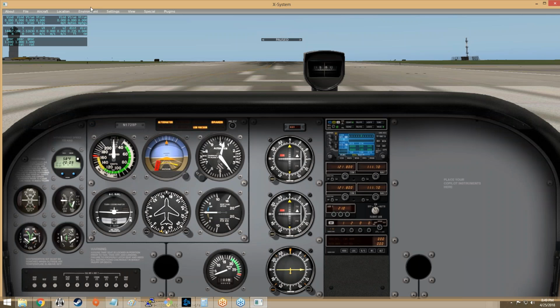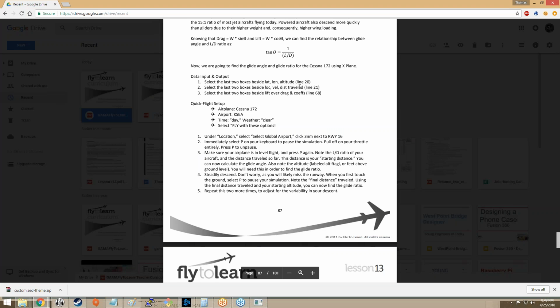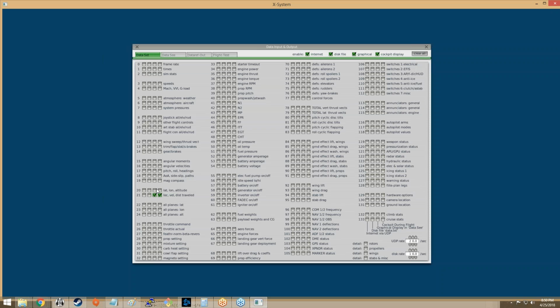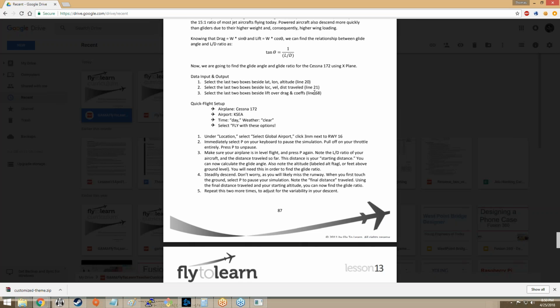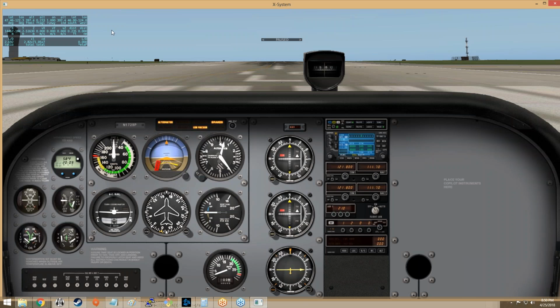So go up here to settings, data input and output, uncheck speeds. We're going to keep location, velocity, and distance traveled, which is 21. Undo landing gear deployments. Location, latitude, longitude, and altitude. And lift over drag and coefficients. So we've got 20, 21, and 68 all checked on the last two checkboxes. So we've got what we need here.